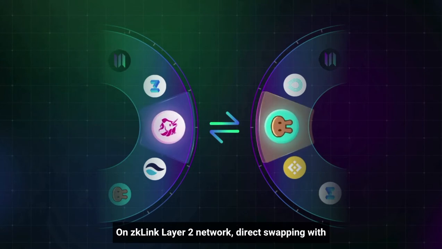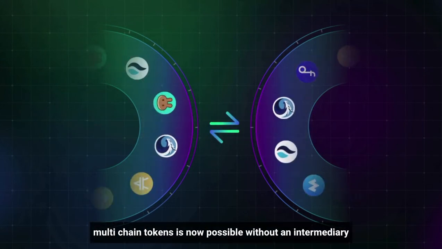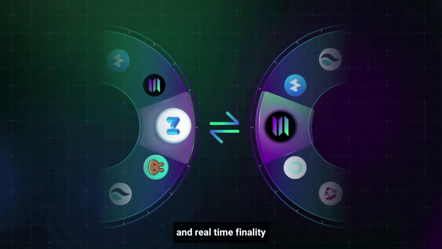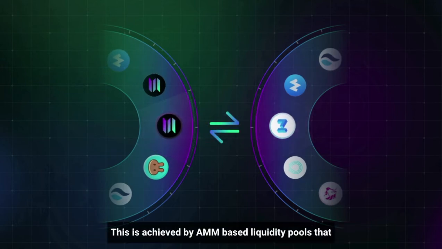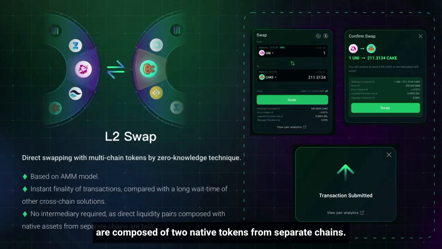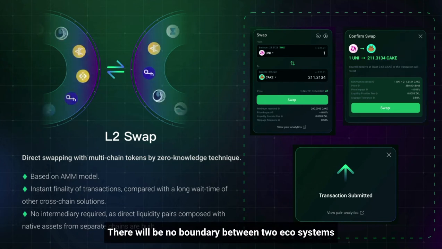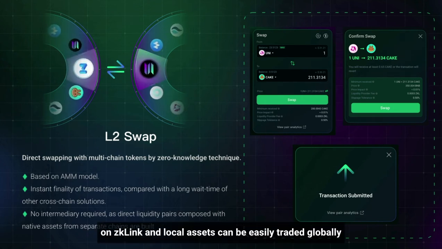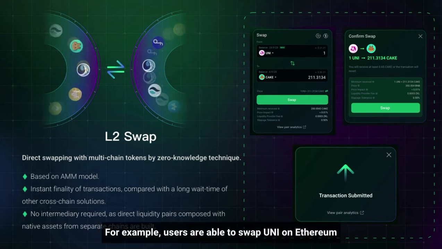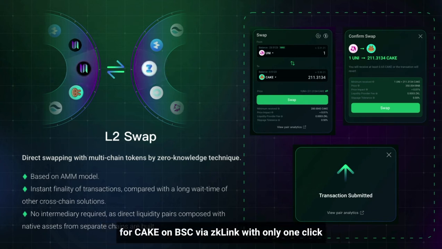On zkLink layer 2 network, direct swapping with multi-chain tokens is now possible without an intermediary and with real-time finality. This is achieved by AMM-based liquidity pools that are composed of two native tokens from separate chains. There will be no boundary between two ecosystems on zkLink, and local assets can be easily traded globally. For example, users are able to swap UNI on Ethereum for cake on Binance Smart Chain via zkLink with only one click.